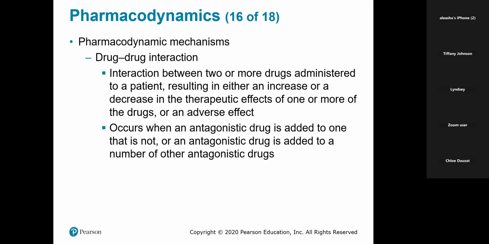So another thing we have to watch for when it comes to pharmacodynamics is drug-drug interactions. First, you need to know that a drug-drug interaction is an interaction between two or more drugs that are administered to a patient, resulting in either an increase or a decrease in the therapeutic effects of one or more of the drugs, or an adverse event. There are certain things that just are not supposed to go together, just because they can affect one another. So we need to be aware of those things.